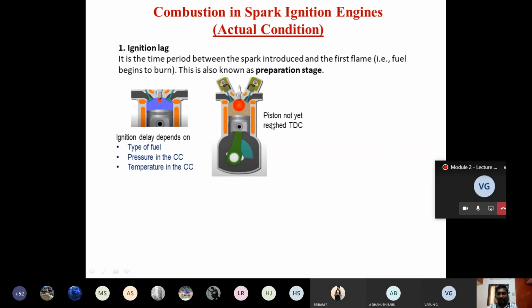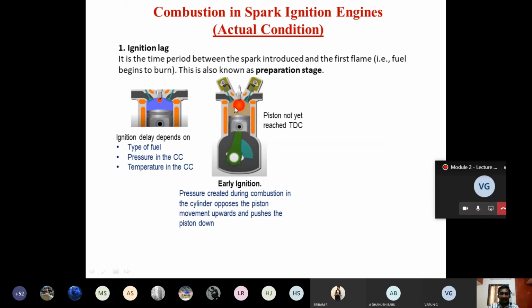Now there are two things we have to be very careful about. The timing of the spark introduction is very, very important, otherwise we will have two problems. The first case: before the piston reaches TDC, if the spark is introduced, what will happen? We have said that we introduce it something around 20 degrees before TDC. Now let us say the spark is introduced 40 degrees before TDC. That means earlier ignition takes place. Then the piston is only somewhere between BDC and TDC, some 40 or 50 degrees before TDC, when the spark is introduced.